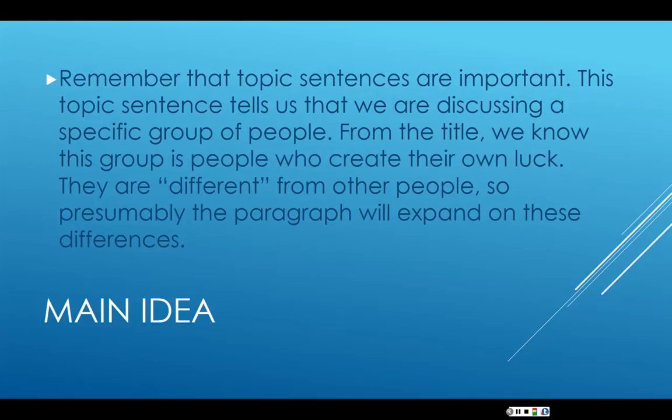Alright, so we want to look at this more closely. We'll need to remember that the topic sentence is important. It tells us what we're discussing, in this case, a specific group of people. We want to look at the title. We know this group is people who create their own luck. They are different than other people according to the passage. So presumably the paragraph is going to expand on how they're different.